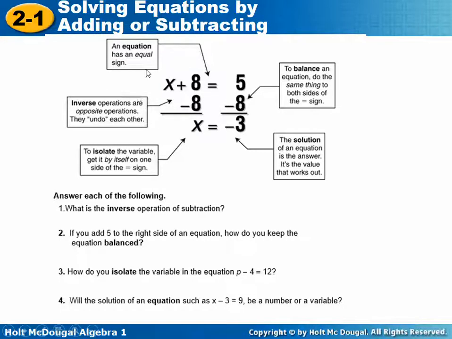So what we do is we look at what operation is being done to the variable right now. Well, 8 is being added to it. So the inverse of adding 8 is to subtract 8. So we subtract 8 from both sides of the equal sign. And what we did then is we isolated the variable because 8 minus 8 is 0, so all we have left on the left side is x. And then we put our equal sign. And then on the right side, we had 5 minus 8, and we get negative 3. So the solution is x equals negative 3.